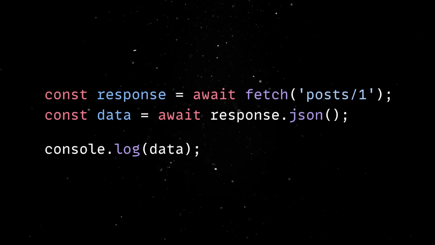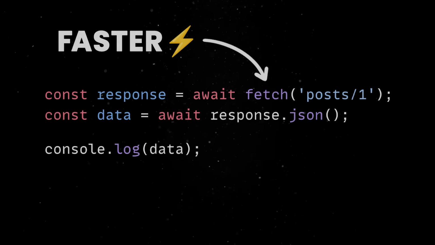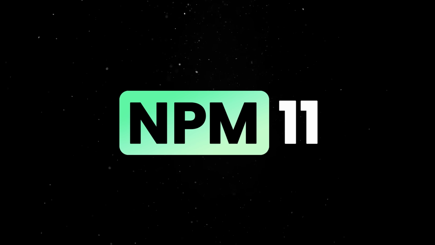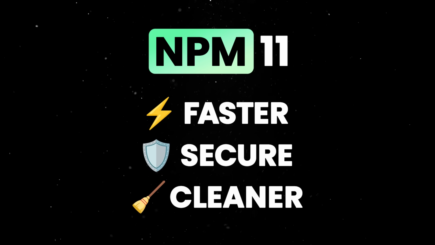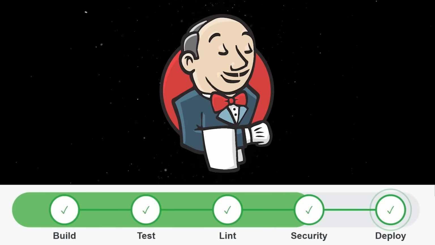Node 24 also ships with a faster and more compliant HTTP experience under the hood of Fetch. And, finally, we get npm version 11 with faster installs, better security checks, and less legacy junk. So your CI pipeline might actually finish before launch.